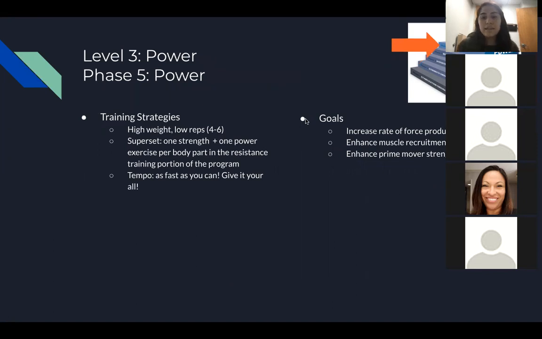Okay, and the last phase on our OPT model is power. So with the power phase, the whole goal of this level is to increase rate of force production. So that means speed, agility, the amount of force that you can produce when using a weight. So that means when you're doing these exercises, the tempo is going to be faster. The amount of force, you're giving it your all, almost like max force. And with this, again, higher weight and low repetition. And you can also do supersets when it comes to this power level.